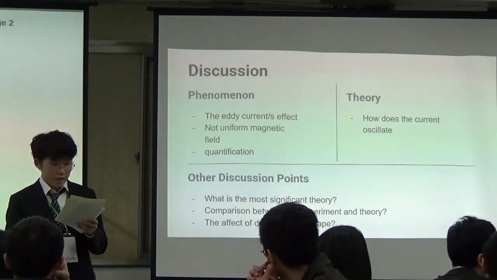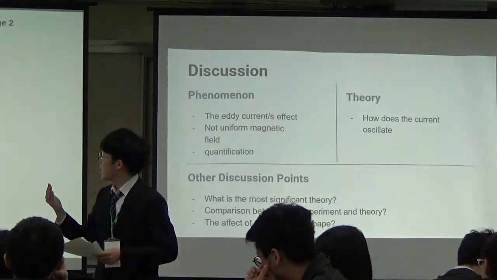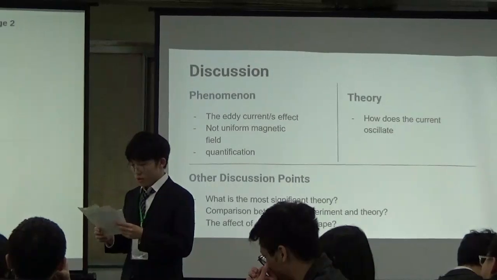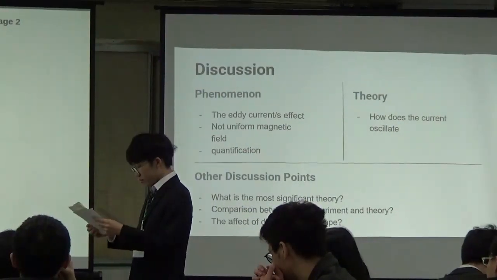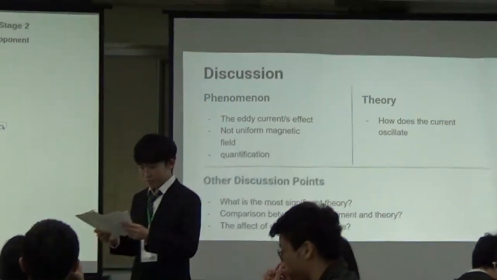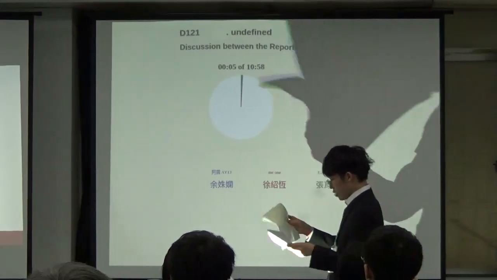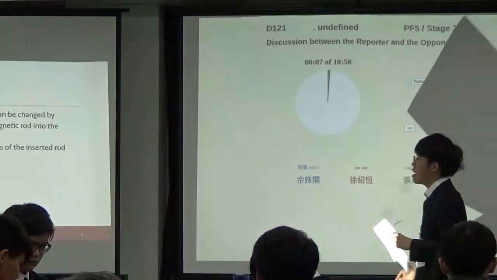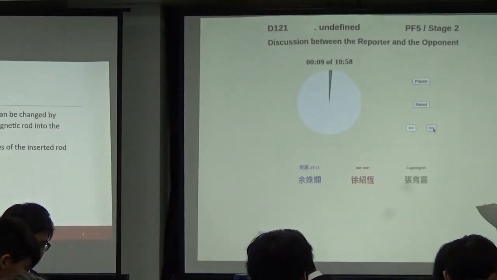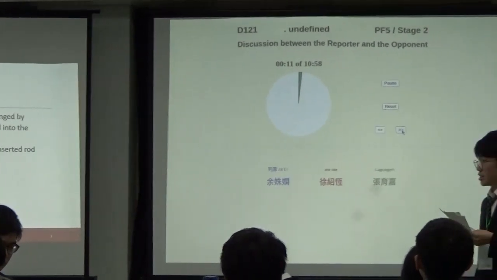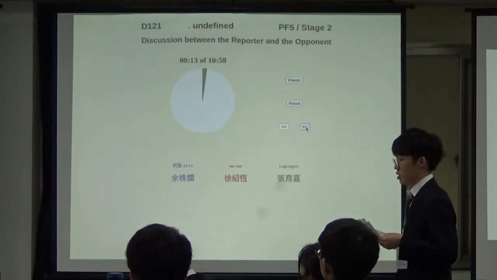And now I would like to invite the reporter on stage, and I will start to give several questions. Okay, so first, you mentioned that you don't have a uniform magnetic field, then how do you think that's going to affect your overall experiment?